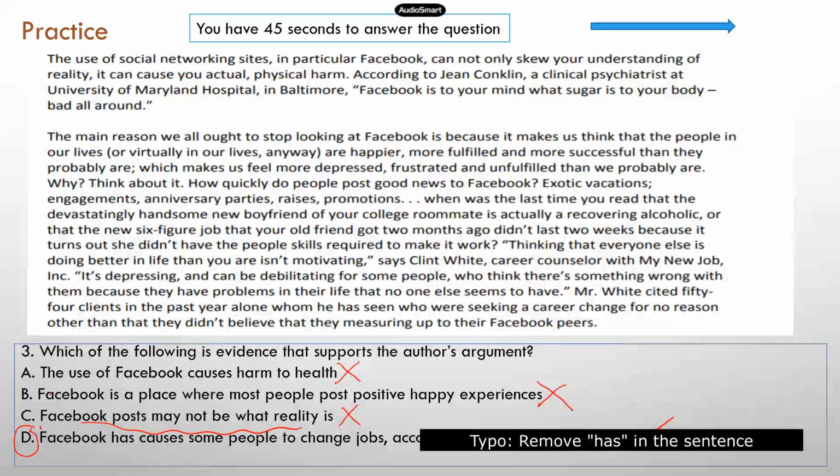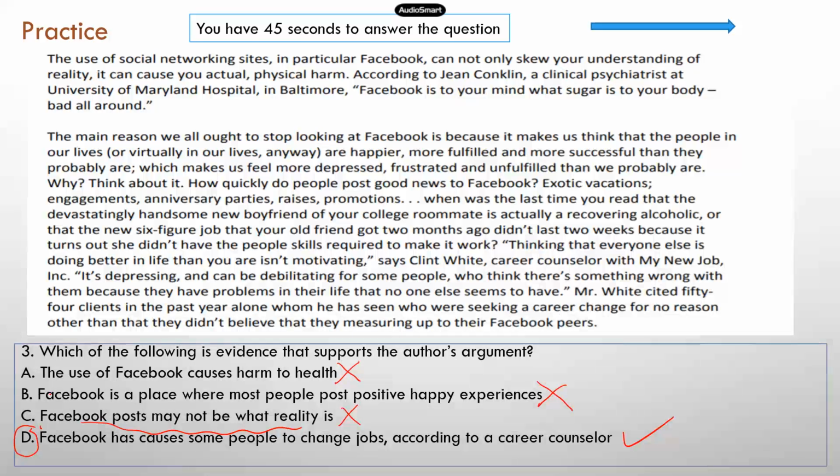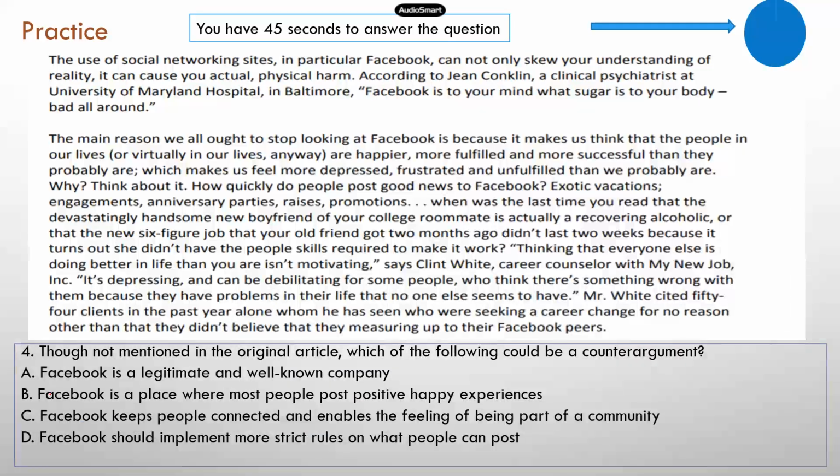Usually evidence would be a quote from someone, or it could be some specific data, some specific statistic. Just remember that evidence cannot be a general statement. Okay? It has to be very specific. All right, last question.